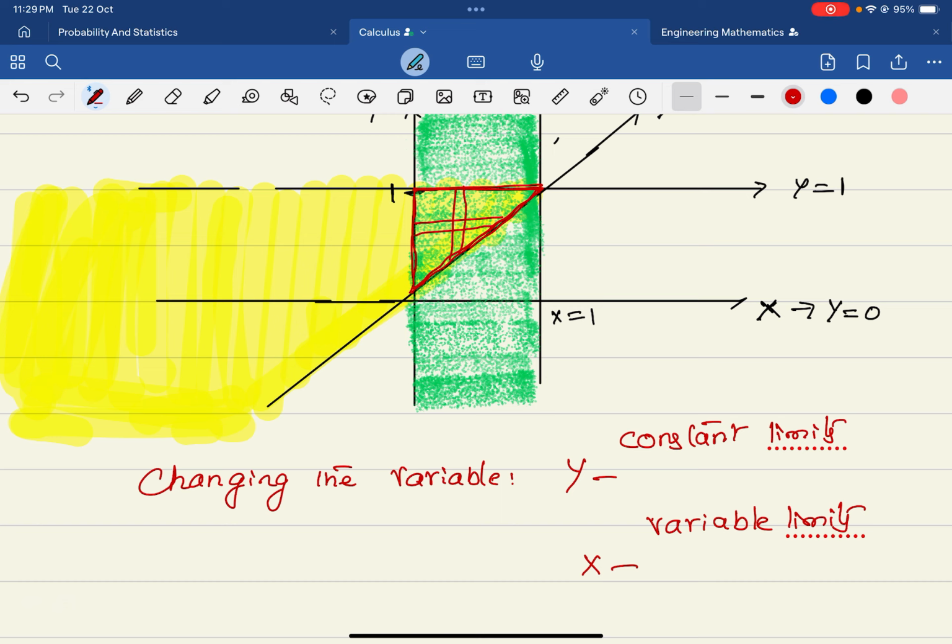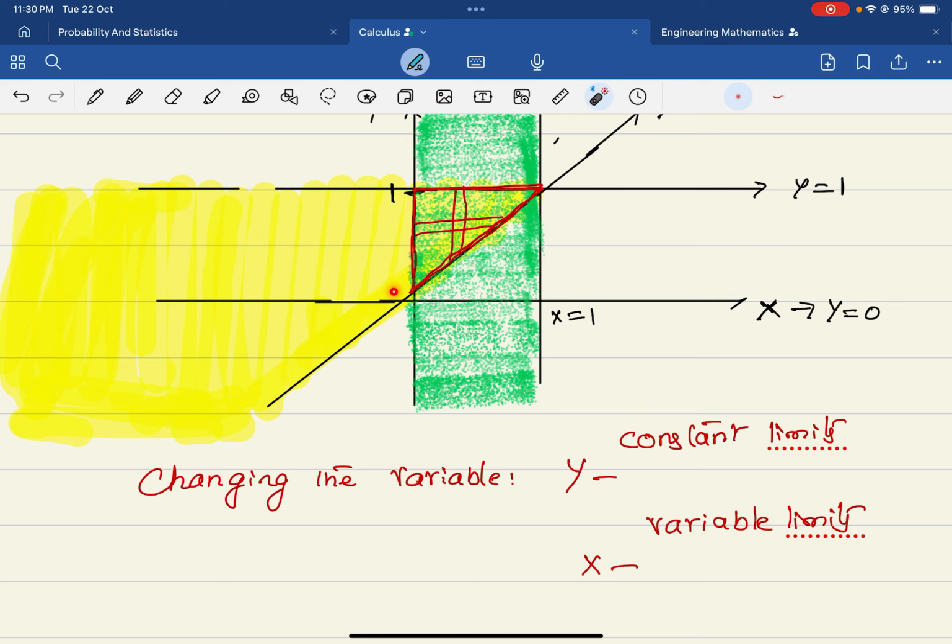We will check what the variable limit is. That means you have to write x in terms of y, from left to right. That means this portion from left to right. When you are going to the right, what is this line? It is the y-axis. That means x equal to 0. And where are you stopping?